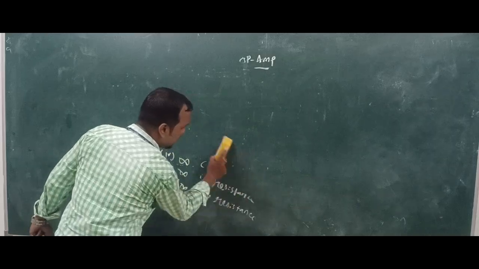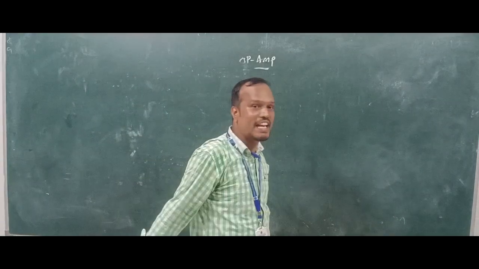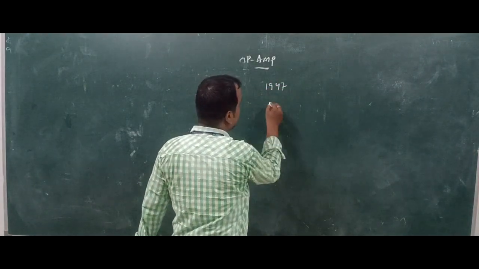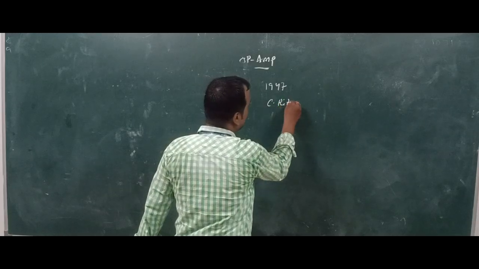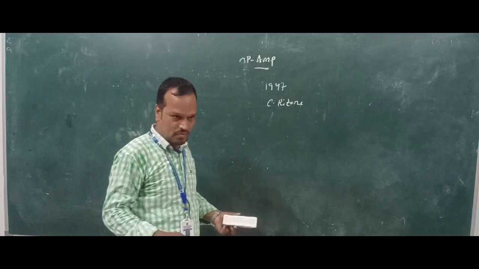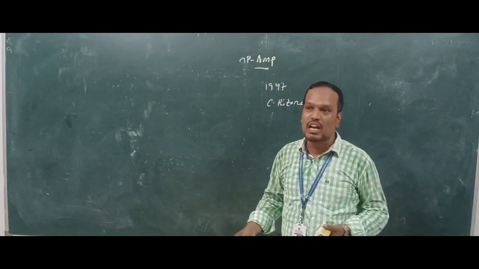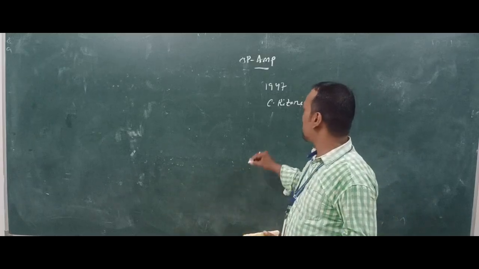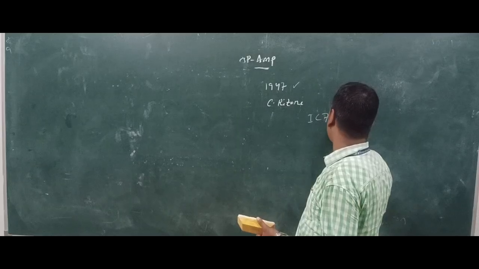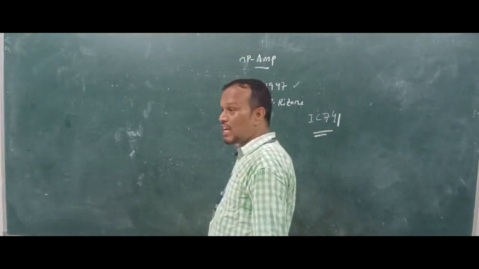Okay? And I forgot to tell you the op-amp was invented in the year 1947. The scientist C. Regioni invented this op-amp. Mostly the op-amp we use in the laboratory, particularly in electronics laboratory purposes, was invented in 1947. The IC number is IC 741. Remember this. This is the IC number of the laboratory op-amp.